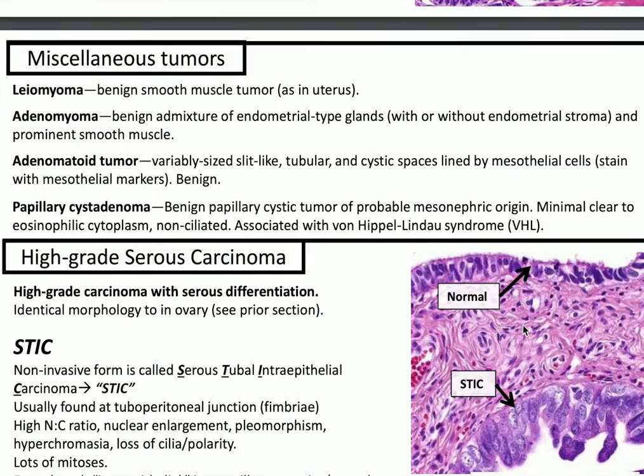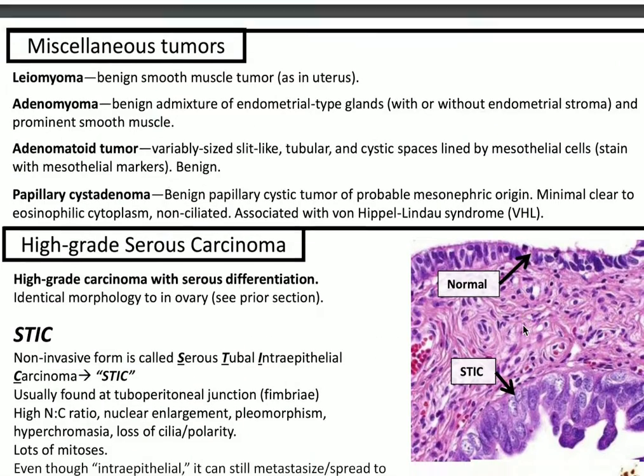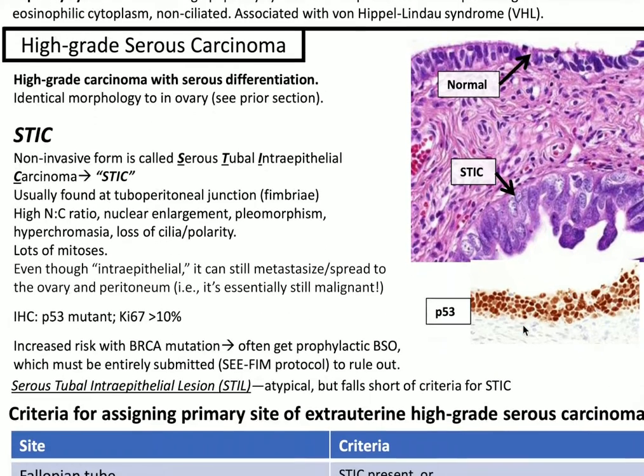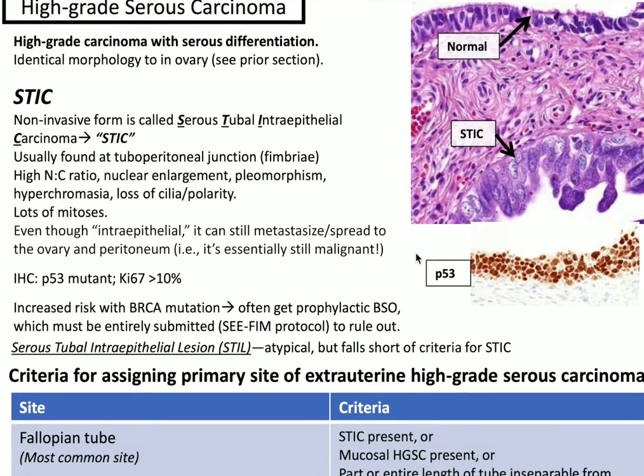Miscellaneous tumors: leiomyoma, adenomatoid tumor, papillary cystadenoma, and high-grade serous carcinoma. The precursor is STIC. And you'll see no cilia, prominent nucleoli, high N/C ratio, P53 mutant, and Ki67 greater than 10%.